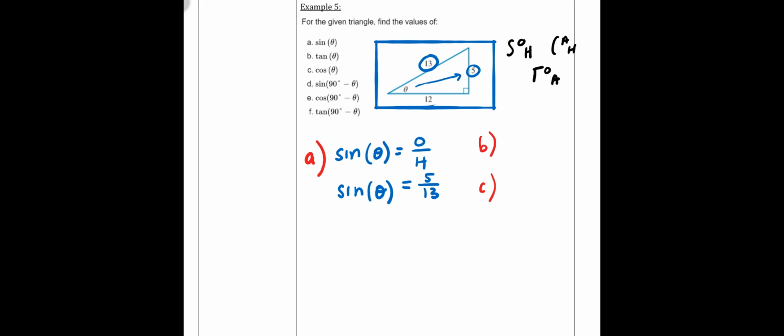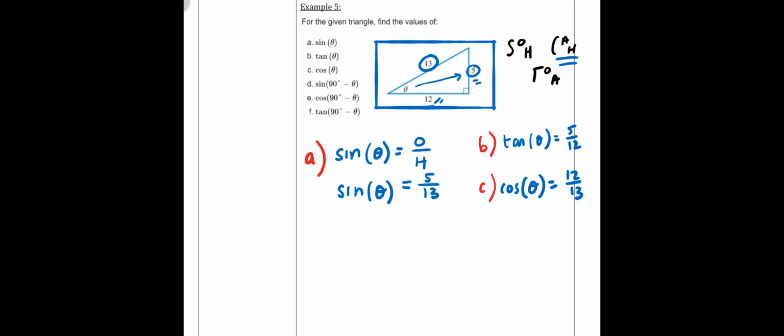So you can pause the video and give these a go. I'm hoping you've given that a go yourself, but let's look at part B. We're asked to find tan theta. Well, that's the opposite over the adjacent. So that's going to be 5 over 12. And the cosine of theta, or cos theta, is just going to be the adjacent over the hypotenuse. So that's where we get that from. So cos theta is going to be 12 over 13.